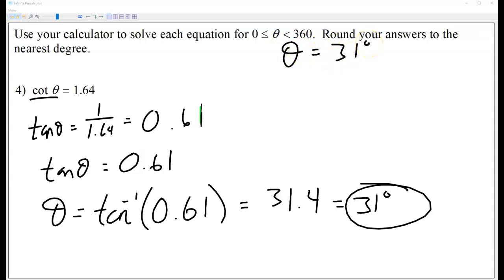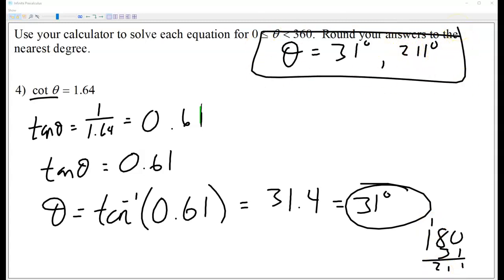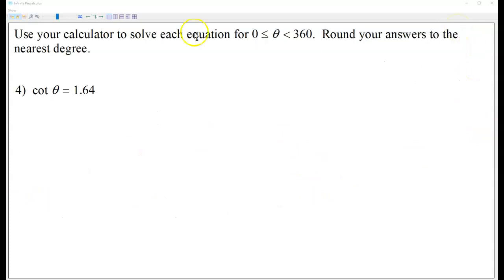If you want to find the second answer, like we showed you on the last one, you could just add 180 to that. So 180 plus 31 is 211. So I thought this was going to be one where you have to subtract 180 instead, but I guess not. Maybe it'll be the next one. Let's go ahead and take a look at number 5.